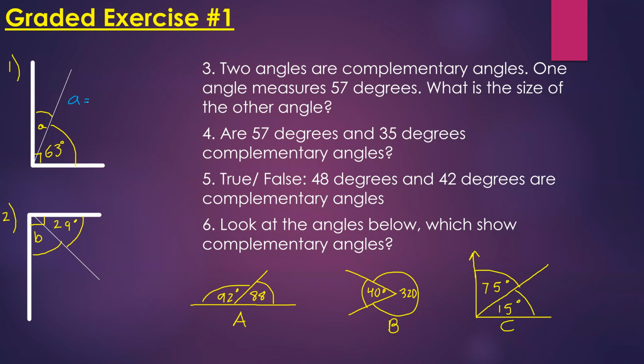No problem. 90 degrees minus 57 is 33 degrees. I think that looks like a 7. It's actually 63. Okay, one second. That means 90 minus 63 is 27. That's correct.